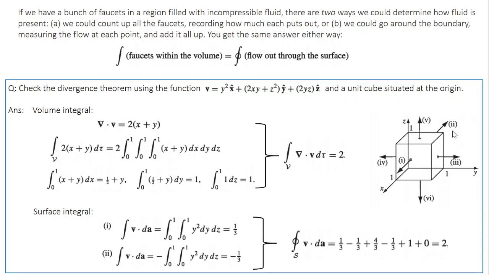Similarly, do the same for the second surface. The second surface is exactly similar to the first surface, just that the direction is in the minus x direction. So you follow the same procedure and get the same integral, except that instead of a plus sign, you have a minus sign. So the value of the integral is minus 1 by 3. In the same way you can calculate the surface integral for the third surface. Its value is 4 by 3. Fourth surface, minus 1 by 3. Fifth surface, plus 1. Sixth surface, 0. The total value is 2.